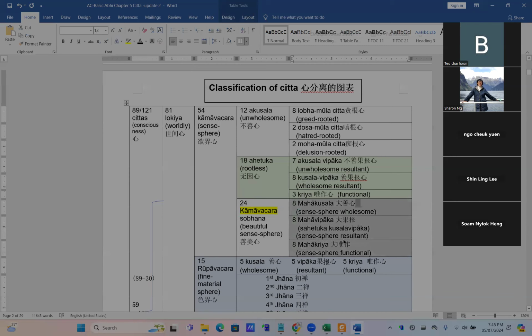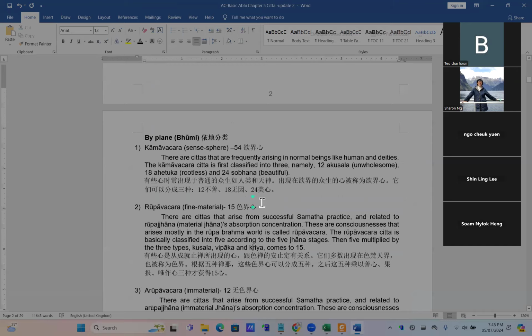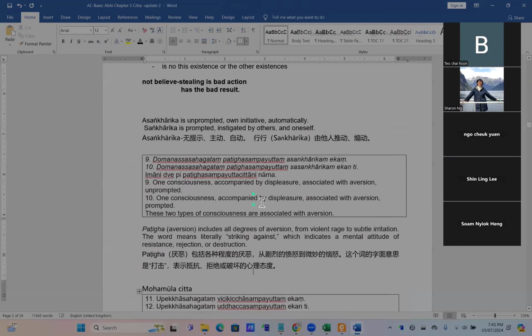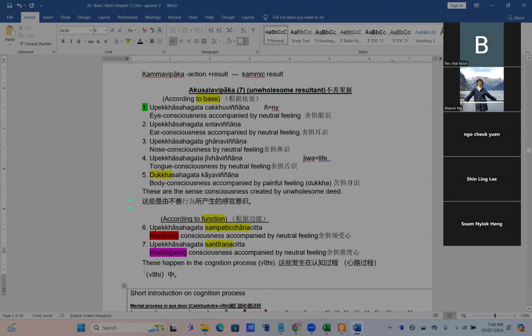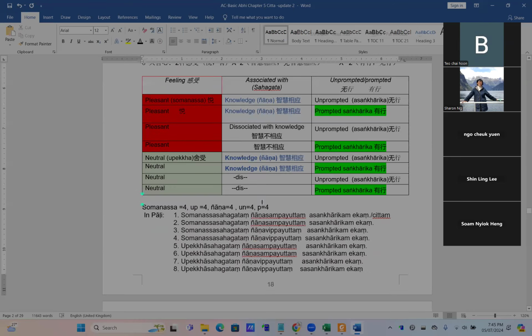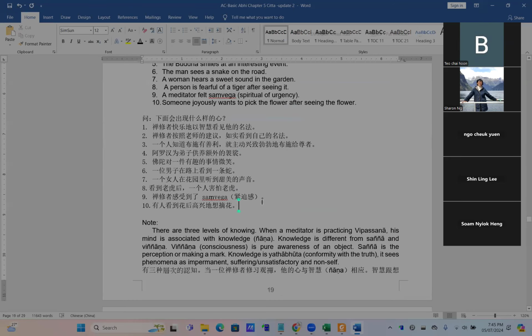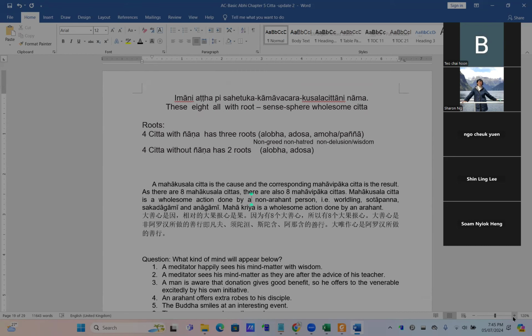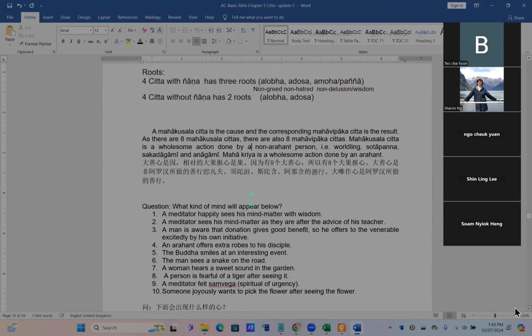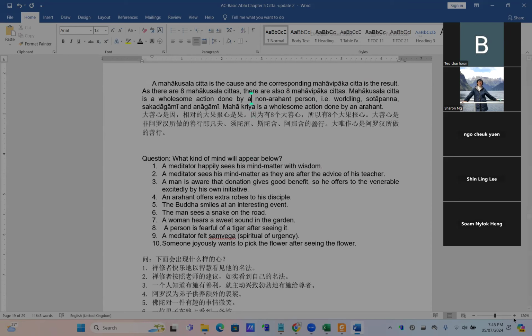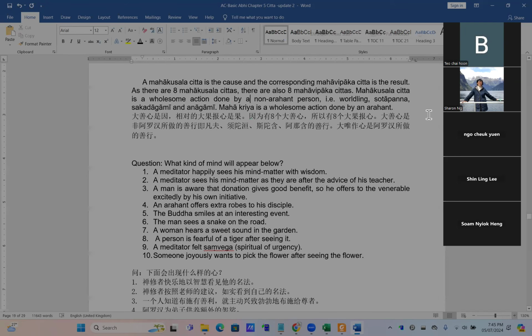We finish here. But now my question will cover everything from the Akusala, Ahetuka, and Kamavacara Sobhana. All right, let's go for the question. The question is to test your mind, to stimulate your mind also. Okay, question number 1. A meditator happily sees his mind and matter with wisdom.